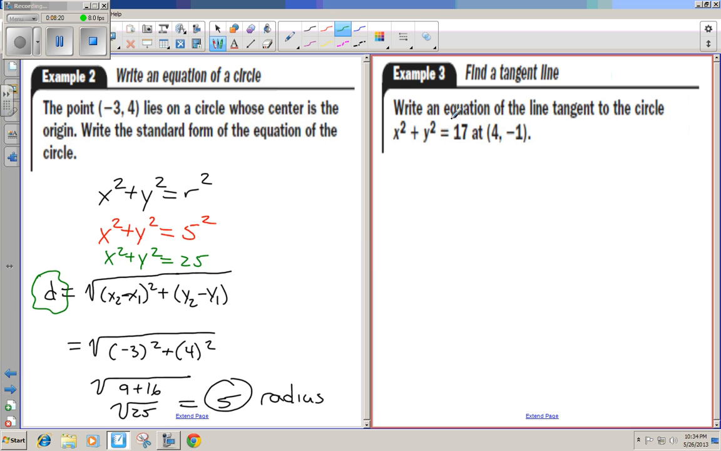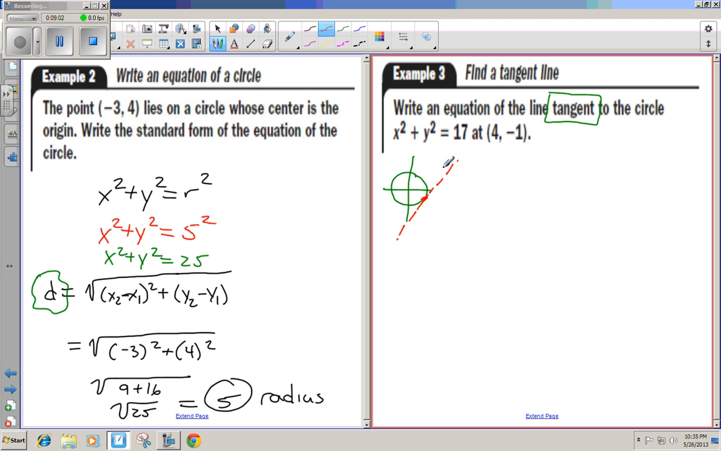So write an equation of a line tangent to the circle. All right. This is a new word for you right here, tangent. In your note-taking guide, it tells you that a line tangent to a circle and the radius to the point of the tangency are perpendicular. So what you're going to end up with is you're going to have a circle. You're going to have the point 4, -1. And what you're looking for is the equation of that line.